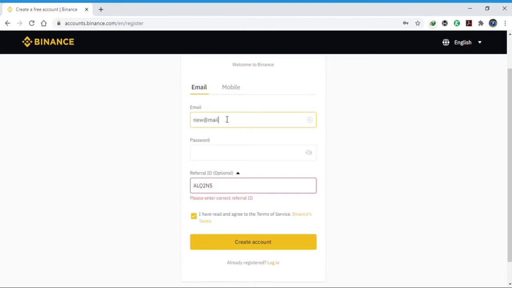So yeah, your email, your password has to be case sensitive and all that. Remember, you could write it down somewhere if you make a mixture of passwords so you don't forget.